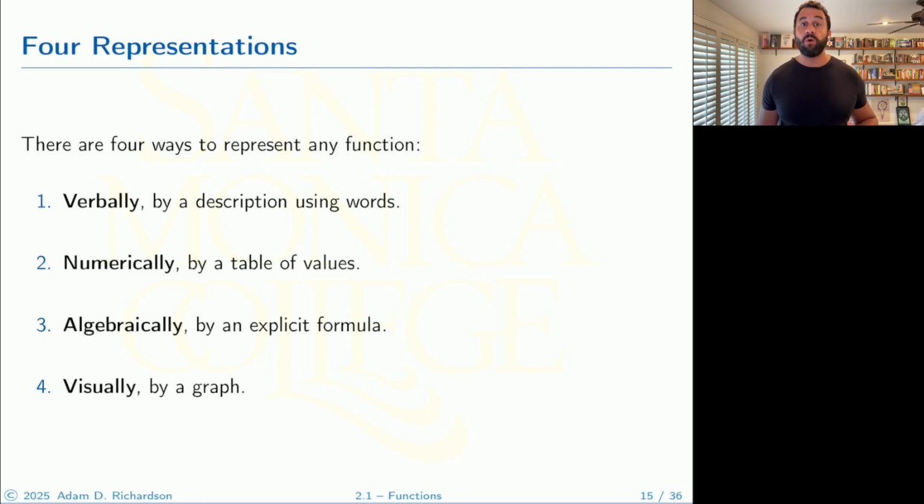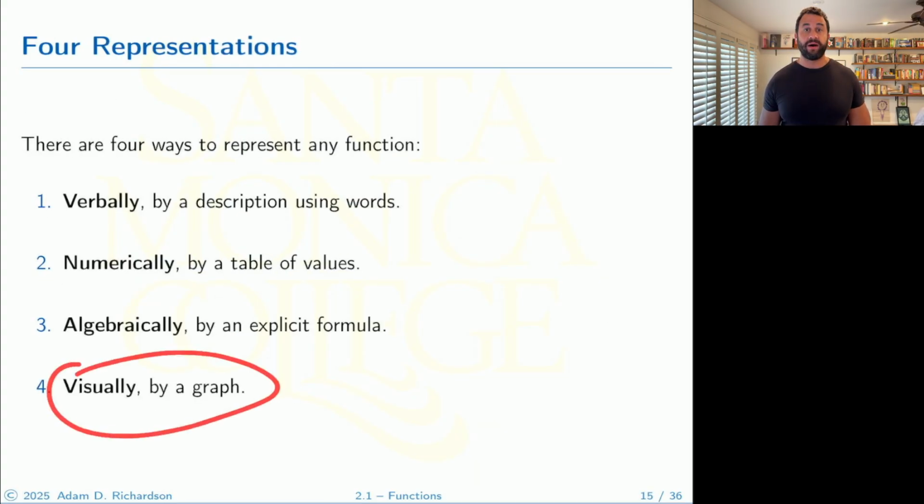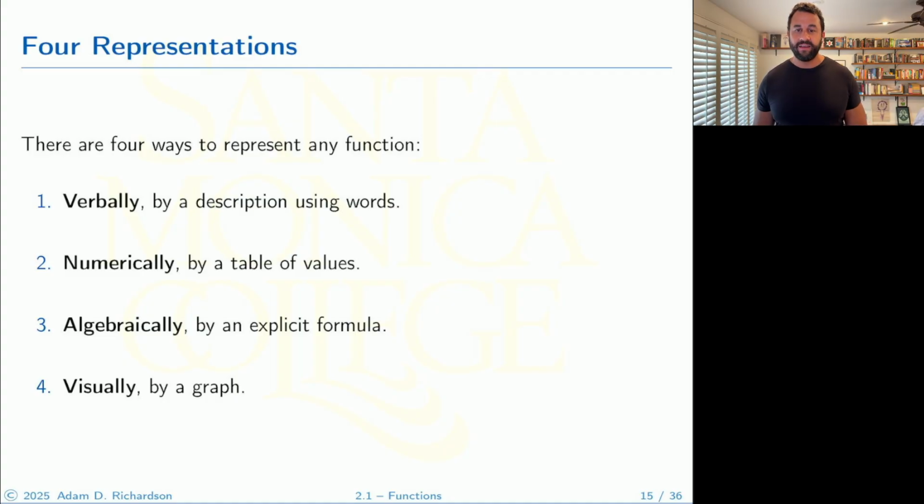Algebraically, this is probably what you're more comfortable with. This is when you have a formula. If you've got a formula for the rule, we call that an algebraic representation. For example, this one is an algebraic representation of the function. Multiply by three, add one. That's the verbal part. And then lastly, visually by a graph. Graphing functions is really, really helpful. We like pictures. Again, algebra and geometry are BFFs. We're going to see lots of graphing functions in the next section.